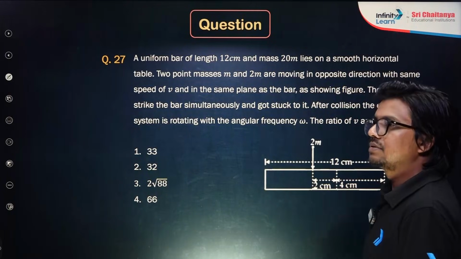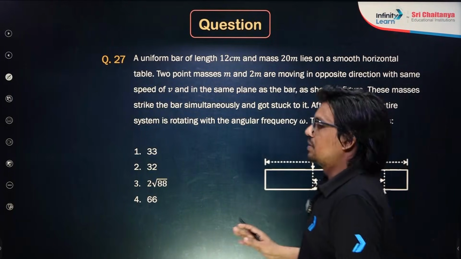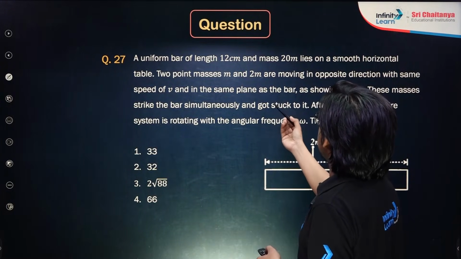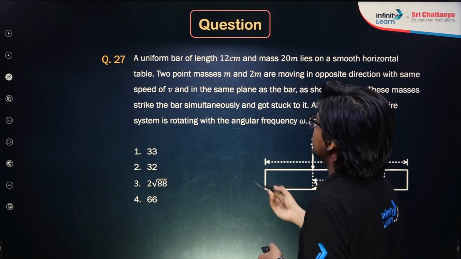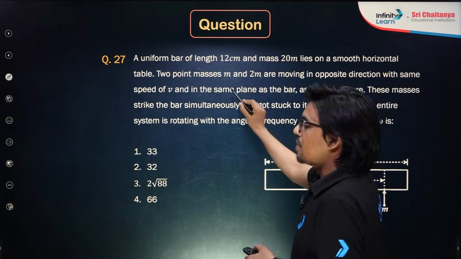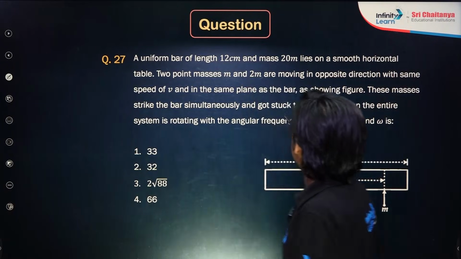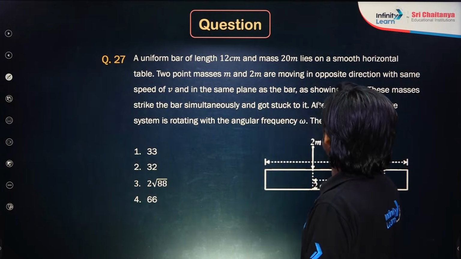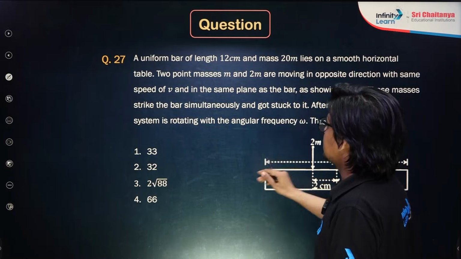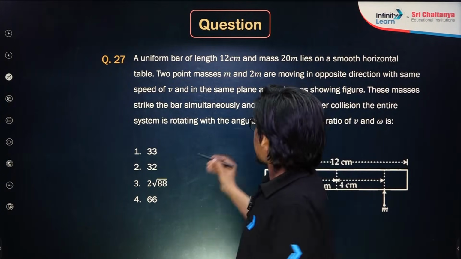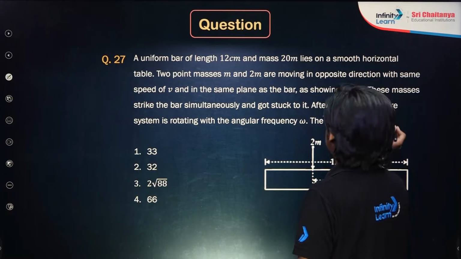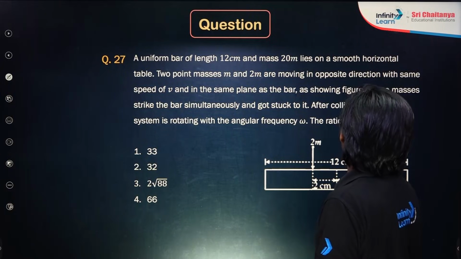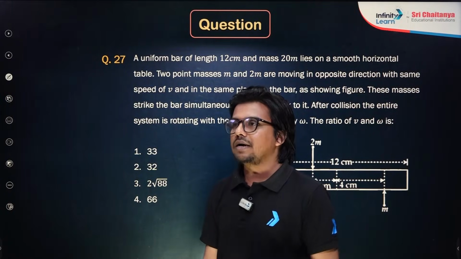Question number 27, okay, in that paper. Question number 2 of the physics section it is. A uniform bar of length 12 centimeter and mass 20 meter lies on a smooth horizontal table. 2 point masses small m and 2m are moving in opposite direction with a speed of v and in the same plane as the bar as shown in figure. These masses strike the bar simultaneously and got stuck to it. After collision, the entire system is rotating with angular frequency omega. The ratio of v and omega is.